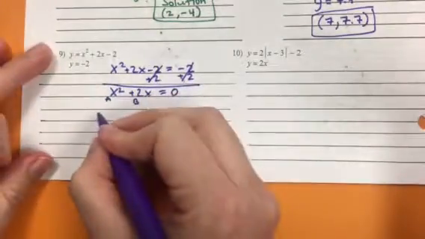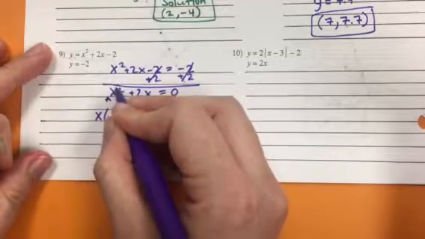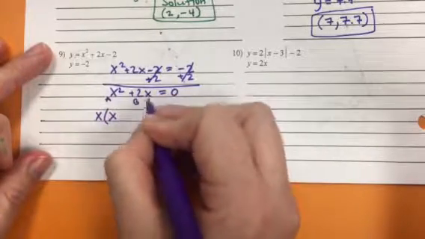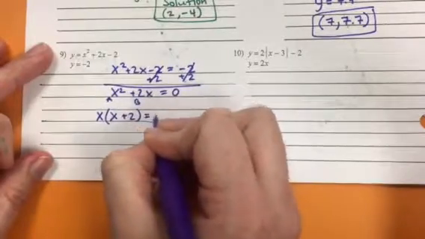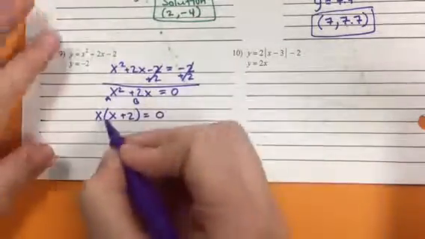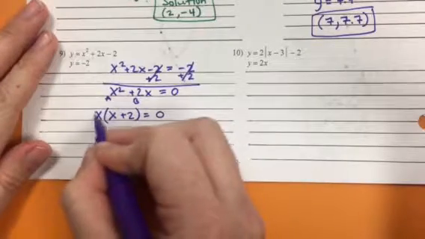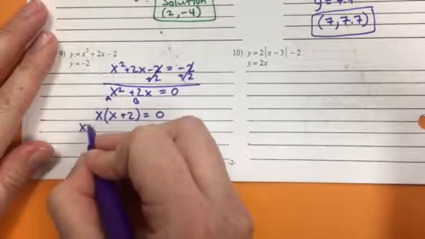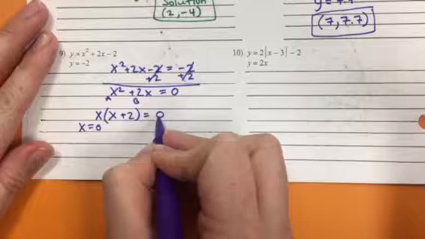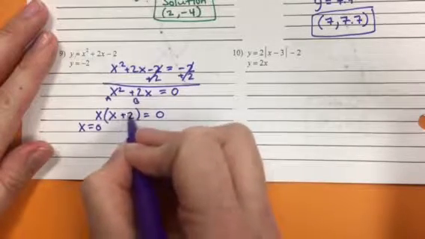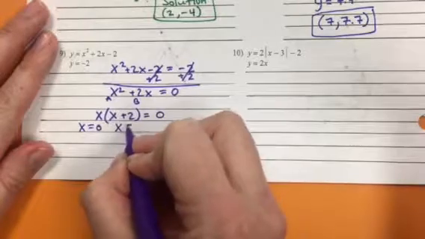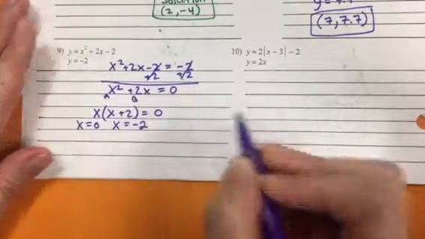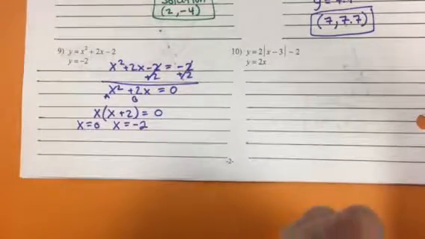Or you can factor it. I'm going to factor out an x. If I take one x out, I have 1 left. If I take that x out, I'm left with plus 2 equals 0. Therefore, this piece of my factoring has to equal 0, and this piece has to equal 0 as well. So to get this away from the x, I would have to subtract it. So x equals 0 and x equals -2.